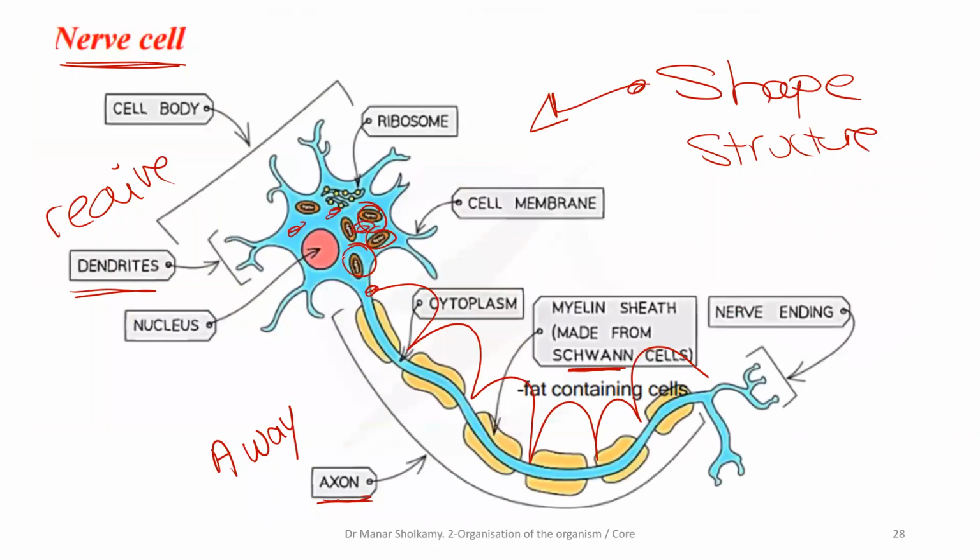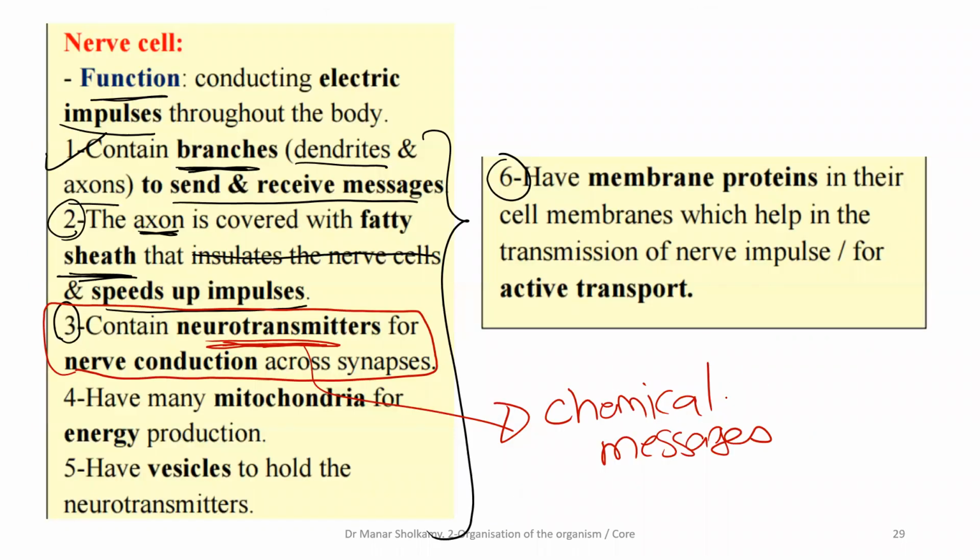The message that will move. They have the message. Number 4, they have many mitochondria for energy. I think this is easy. Number 5, they have vesicles. We studied what is the function of vesicles. These vesicles are like containers in the cell that carry materials around. In this case, what do they hold? They hold the neurotransmitter or the chemical message.